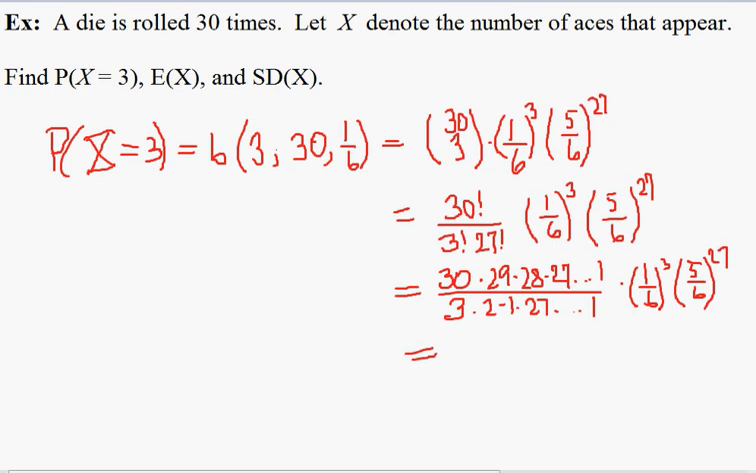Okay, now clearly we can do some cancellation here. So 27 through 1 cancels top and bottom. 3 times 2 is 6, so that goes into 30 five times. And so what's left is going to be 5 times 29 times 28, which is 4,060, times 1/6 to the third times 5/6 to the 27th.